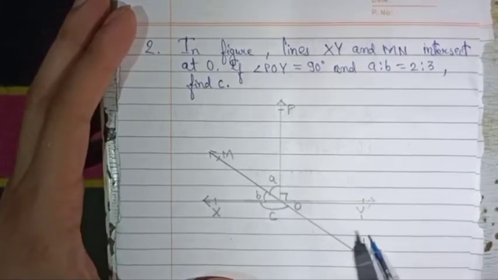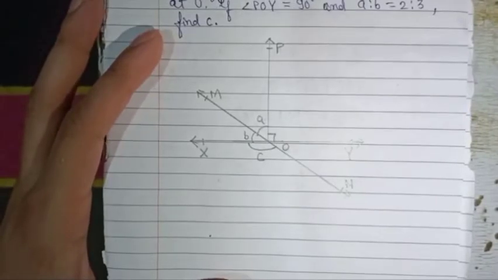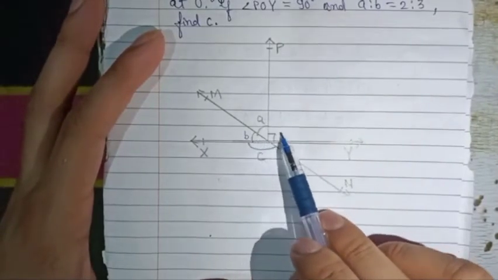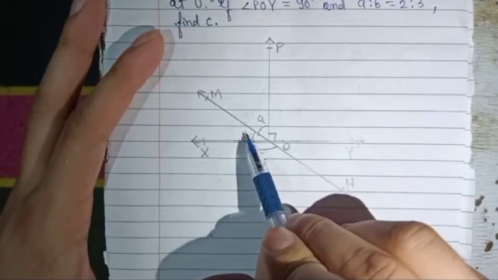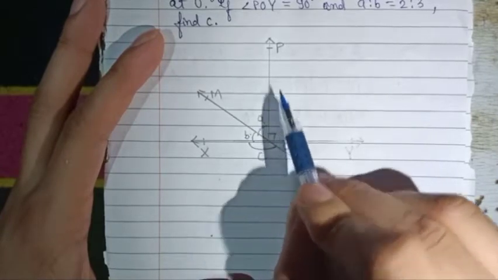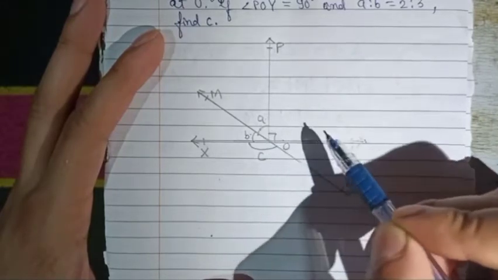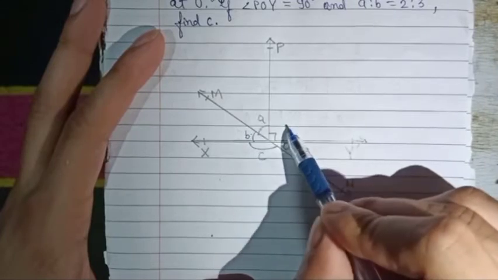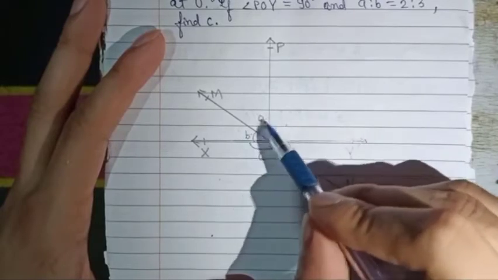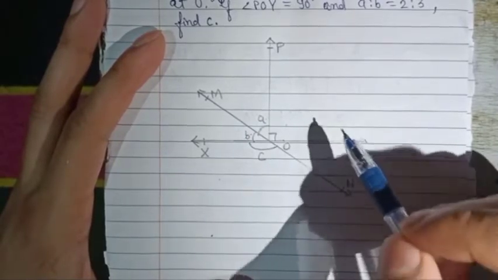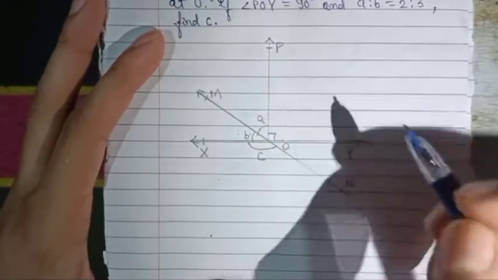So look into the diagram. First of all, we will apply the straight angle property, that is the linear pair property. That means if we add these angles, angle B plus A plus angle POY, it should be equal to 180 degrees, because all three angles are lying on the straight line. Their sum should be equal to 180 degrees. So we will apply this property.